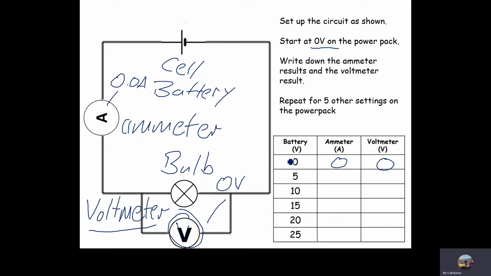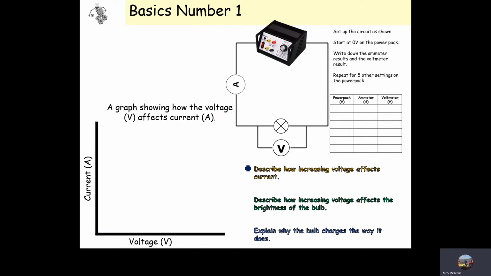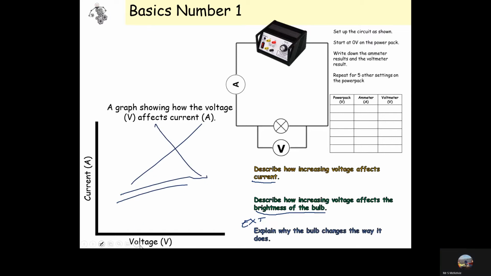When you've done that, there will be 3 questions. Describe how increasing voltage affects current. Describe how increasing voltage affects the brightness of the bulb. And then an extension question. Explain why the bulb changes the way it does. These will be on a Microsoft form for you. You will not have to draw a graph at this moment. We'll do those when we come back into school.